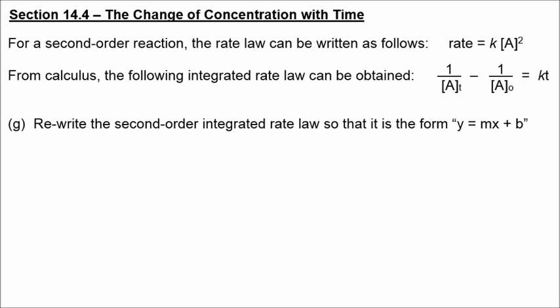The rate law can be written as rate equals K times concentration of A squared. From calculus, the integrated rate law would be 1 over A sub t minus 1 over A sub 0 equals kt. To rewrite that particular equation in the form of y equals mx plus b, 1 over A sub t equals kt plus 1 over A sub 0.